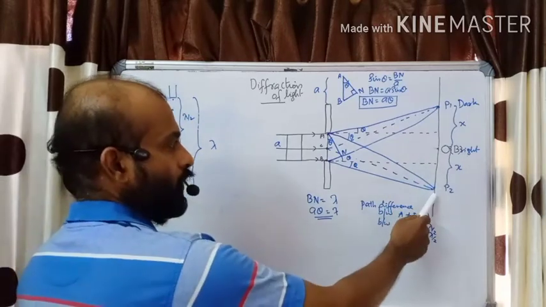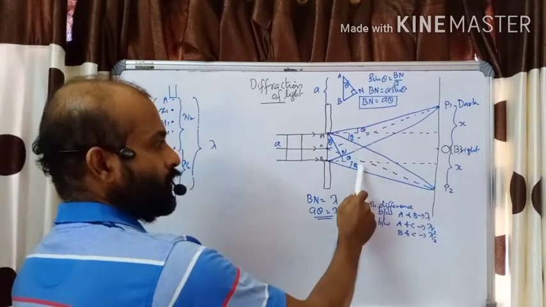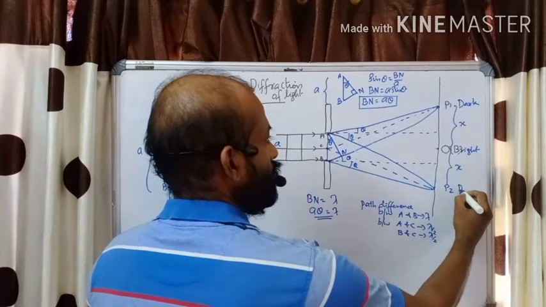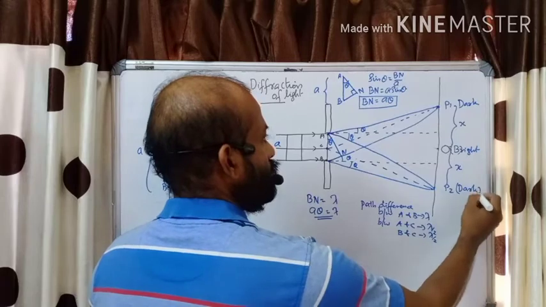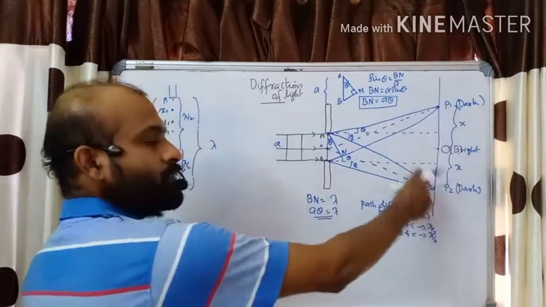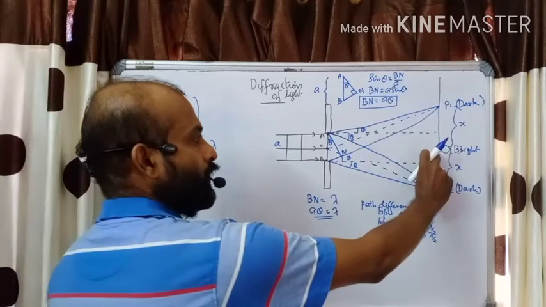Similarly, at this point, we can see the same angle of diffraction. This also will be a dark point. So P2 also will be a dark point. So this is the first dark point on either side. This is the central bright band.